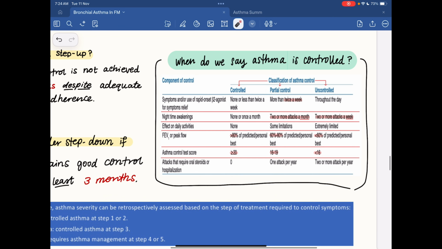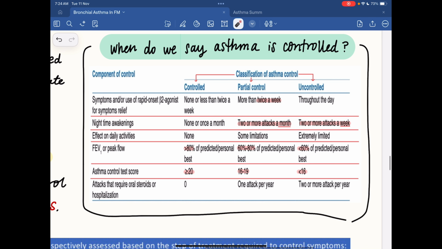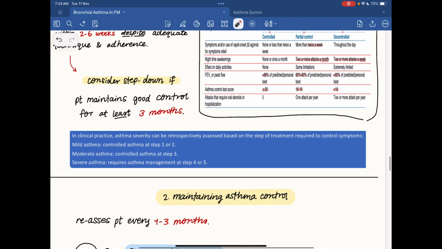When do we say the asthma is controlled? As we said before, there are many details but what matters to us is the ACT. More than or equal to 20, 16 to 19, less than 16. In clinical practice, severity can be retrospectively assessed.